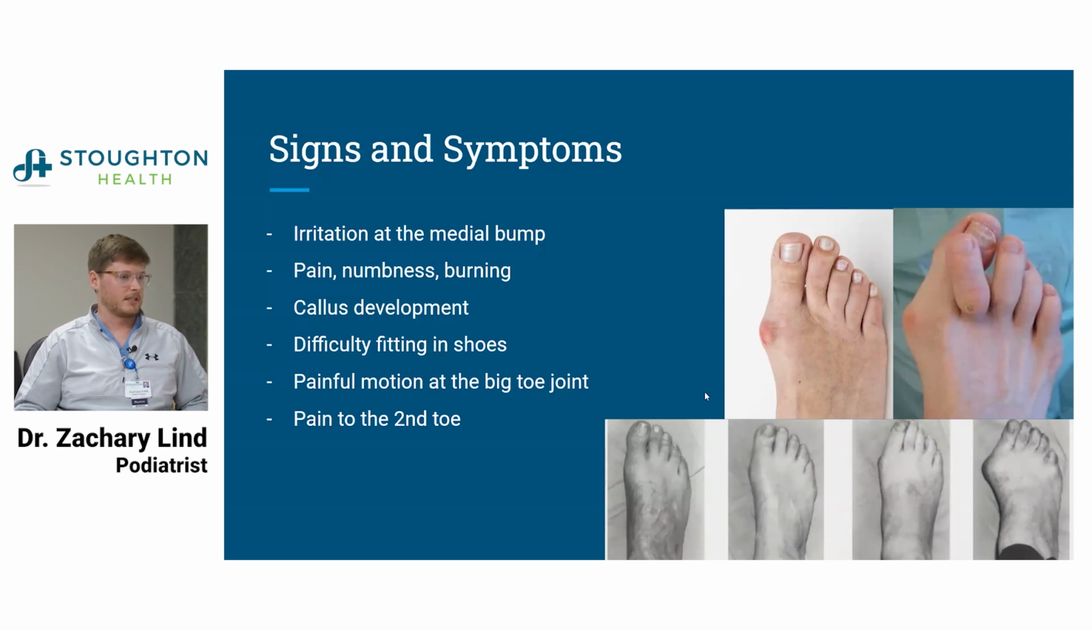And then pain to the second toe as well. The reason for that is as the big toe drifts over, it starts to push that second toe up and out of the way. You'll notice here on the picture that there's callousing of that joint based on rubbing on the shoe. And you also get some ligamentous and capsule type injuries and pain to the bottom of the second toe because of this sort of dislocated state.